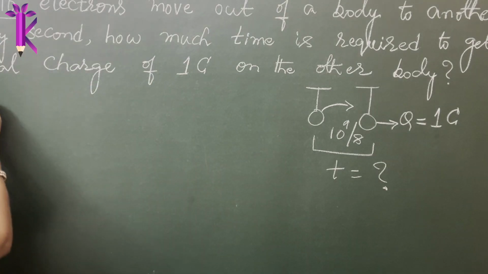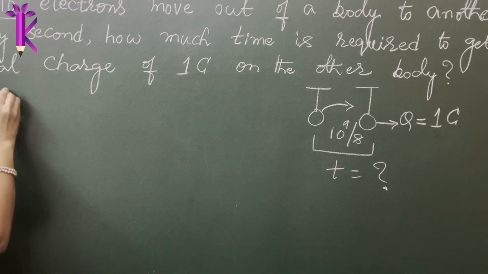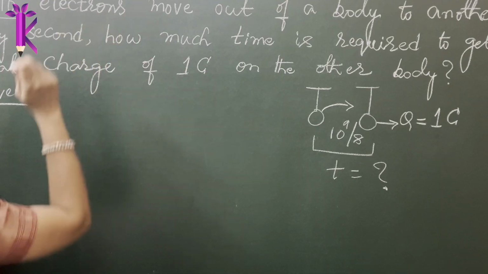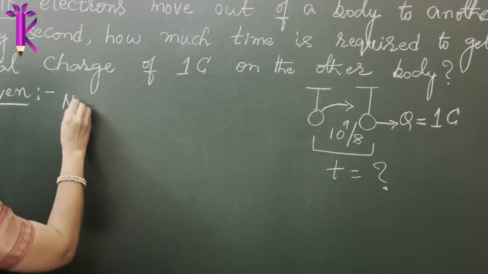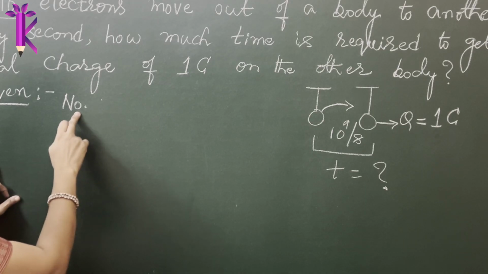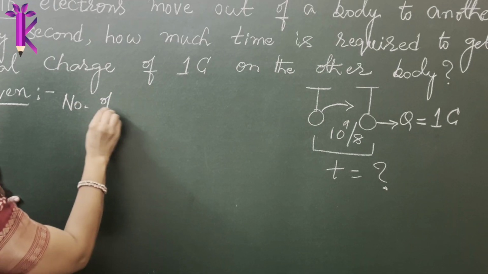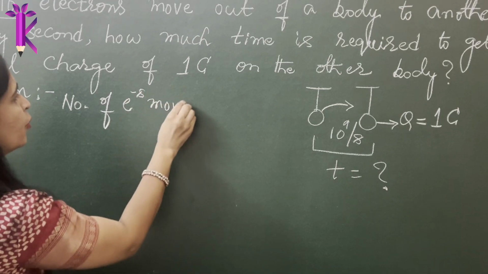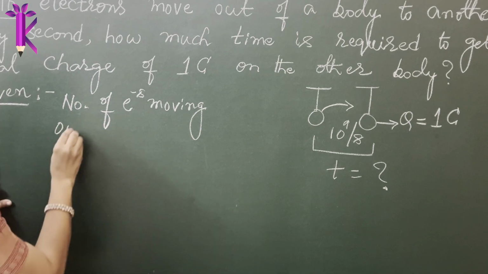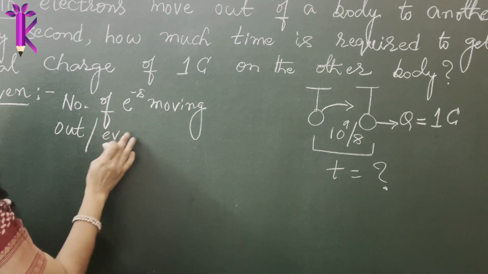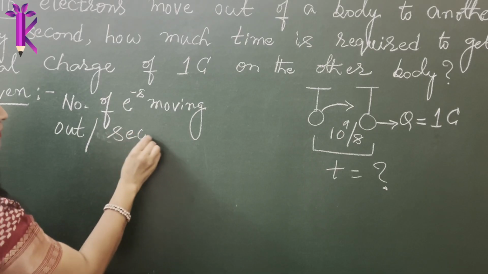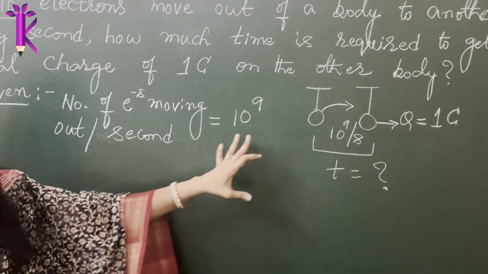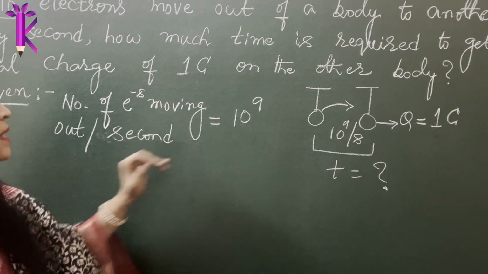So first let's write down what is given, the data in the numerical. The numerical says how many electrons move out? Number of electrons moving out per second. So number, in short, I will write it as n dot. Electrons moving out of that body every second, per second, is equal to 10 to the power of 9. This is the number of electrons moving every second, more than a billion electrons.